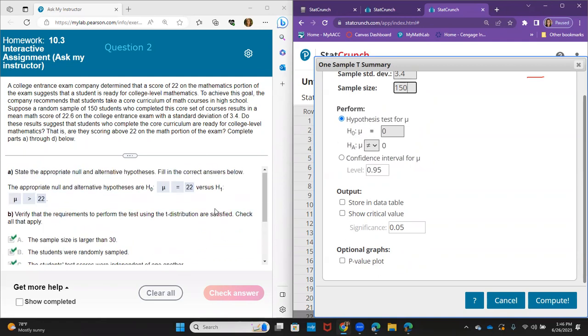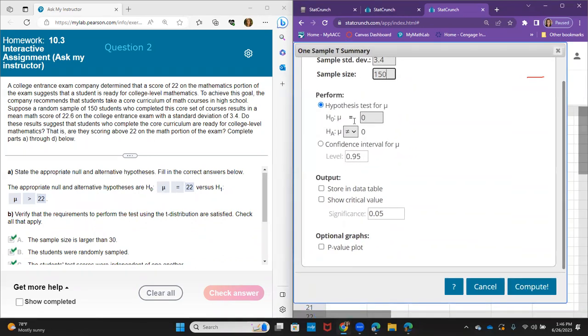Okay, so the first one says H sub 0, mu equals, they even have it set up there for you. If you forget, when you're typing things into MyMathLab, StatCrunch will always have the equal to for the null hypothesis. That could be another way to help you remember. Okay, so we're basing this all off of 22, so I'm going to fill in 22 in the text box. And then it says the alternative hypothesis, mu, and we're looking to see that it is greater than 22. That was what we said for the alternative. That's what they're looking to see. That is, are they scoring above 22 on the math portion of the exam?